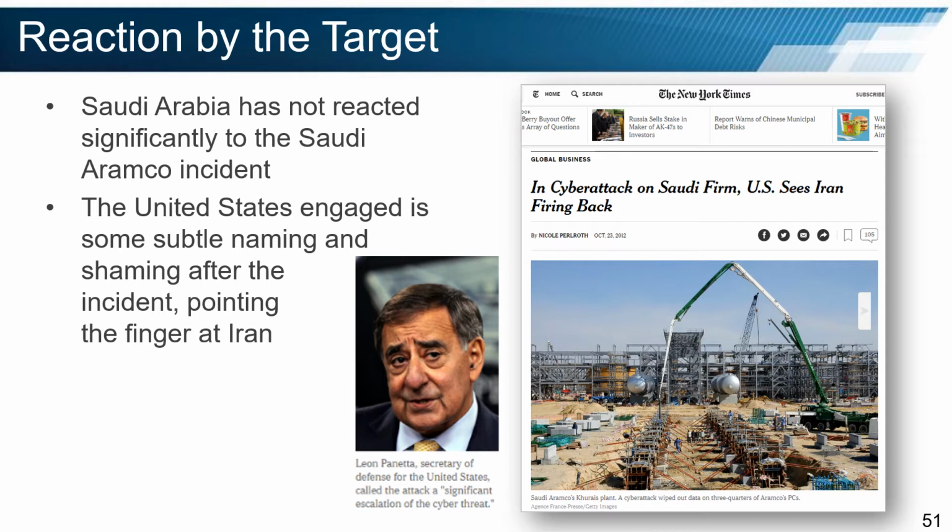Reaction by the target. Saudi Arabia has never reacted significantly to the Saudi Aramco incident. The United States engaged in some subtle naming and shaming after the incident, pointing the finger at Iran, but to date, it is still debatable whether Iran was actually responsible for the incident. While wiping 30,000 computers is not an insignificant incident, this incident is overhyped by the press and not particularly significant in the geopolitical context.